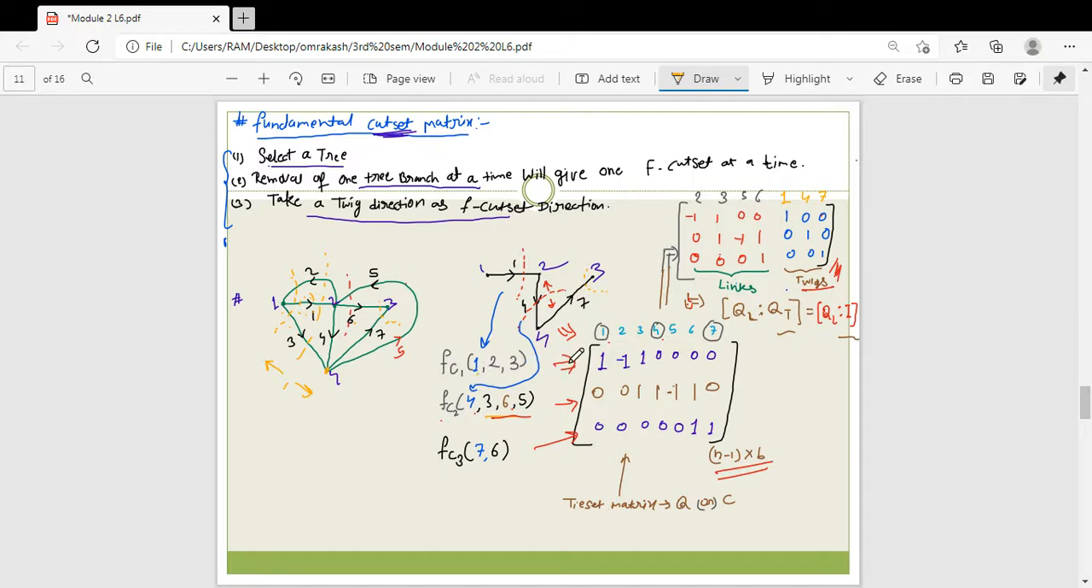Now see, observe that when I remove 2 and 3, this is your number of branches, right? Which branches do we have to remove? 1, 2 and 3. And the direction of these branches is with respect to your reference branch. What is the reference branch? It is 1. 1 is your reference branch.